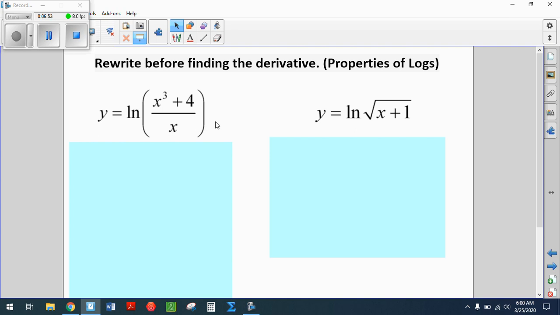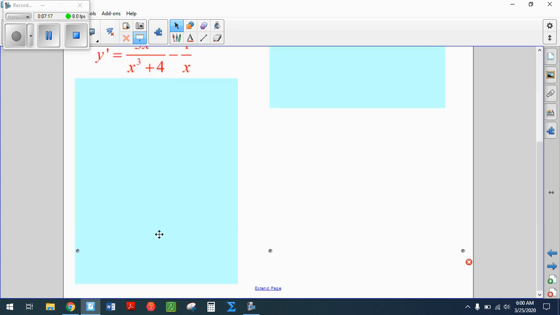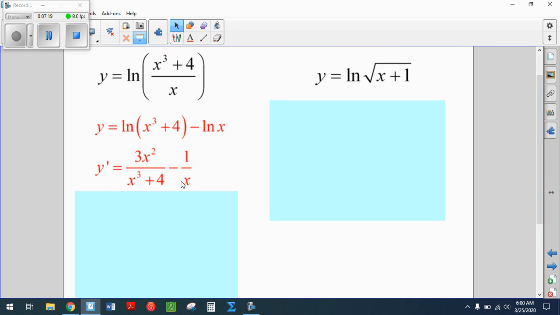You have natural log of something divided by something. So you can rewrite that as natural log of x cubed plus 4 minus natural log x. And now I can just take the derivative of both parts. So the derivative of the first part is going to be 1 over x cubed plus 4 times the derivative of x cubed plus 4, which is 3x squared. And then minus the derivative of natural log x, 1 over x.